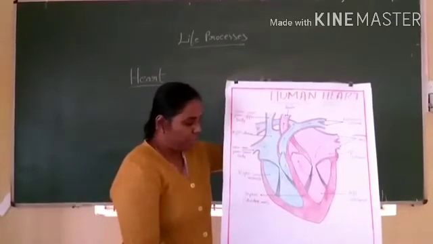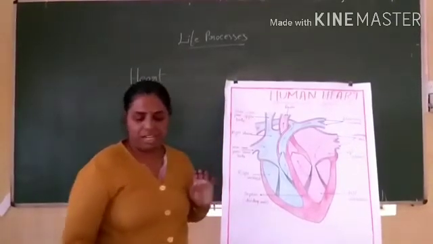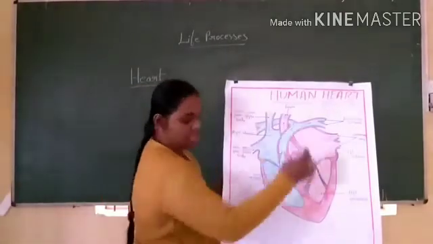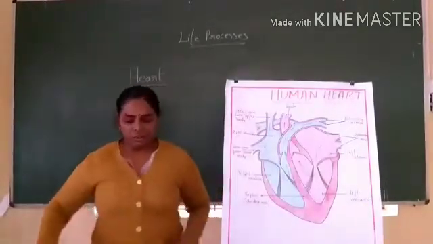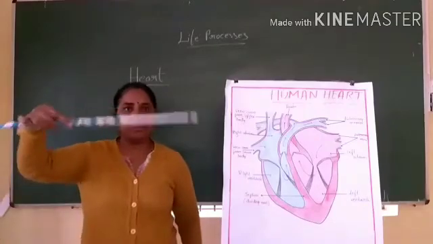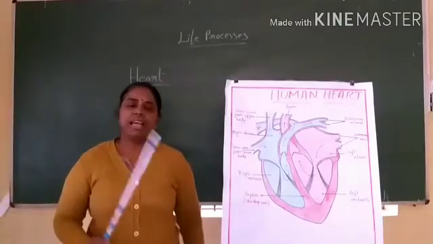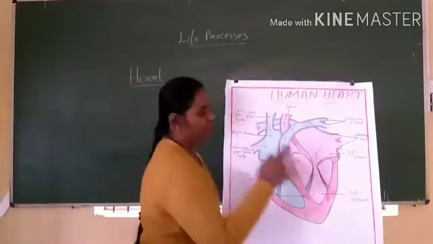Now we will see another aspect of the heart. To complete one circulation in the body, blood, when it has to complete one cycle or one circulation in the body, has to pass twice through the heart.